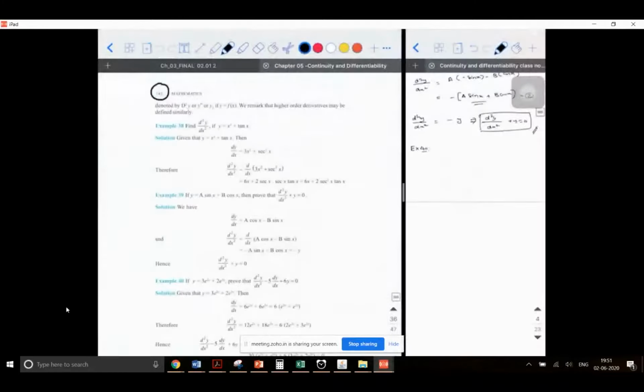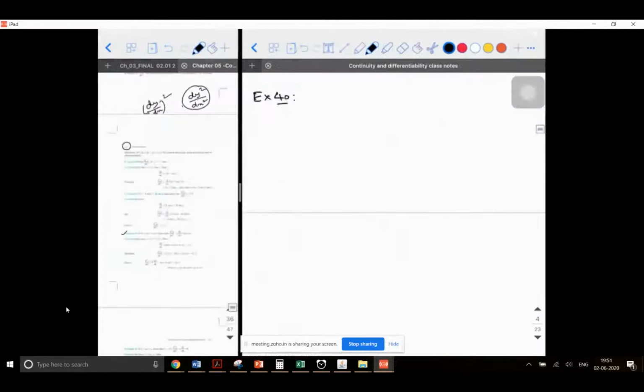So what is example 40? y is equal to 3e power 2x plus 2e power 3x. Prove that d square y by dx square minus 5 into dy by dx plus 6y is equal to 0. So let's try to prove it.